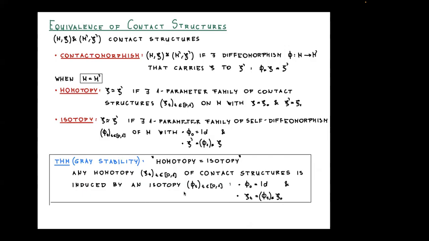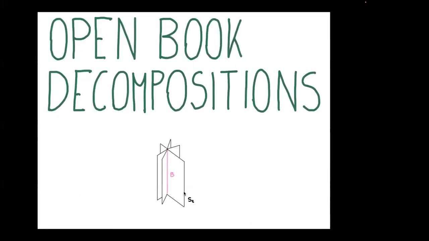Gray stability is telling us that these two notions are the same for contact structures. Every homotopy is induced by an isotopy of the ambient space. This Gray stability is lying in the background of basically every theorem which I'm talking about, but it's very good at hiding. It's hiding very nicely. Before I start my next section on open books, any questions?